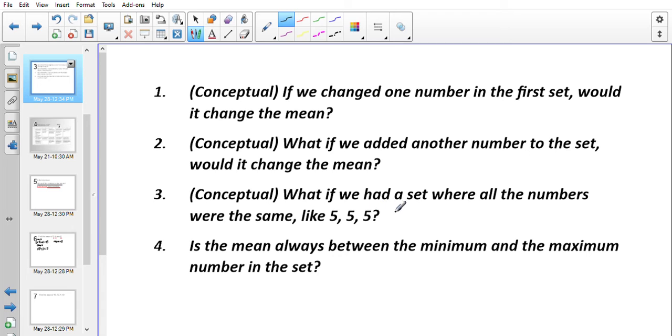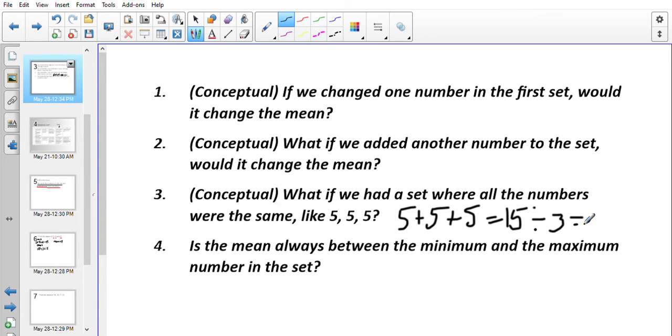Well, what if we had a set where all the numbers were the same, like 5, 5, and 5? Well, if we're finding the mean of 5, 5, and 5, that's 5 plus 5 plus 5, which is equal to 15. And we're still dividing by 3.